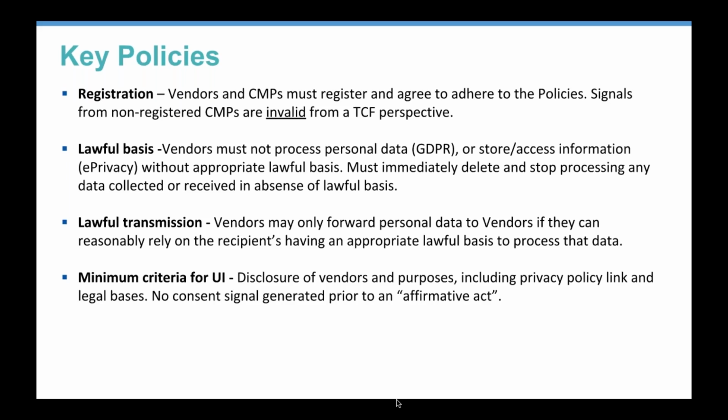And then the last one to point out is minimum criteria for a UI. And this is what Matthias was highlighting. Disclosure of vendors and purposes, including privacy policy links and legal bases, are covered under the policies. Now there's a fine line here where we do want to provide flexibility and controls to publishers and to advertisers in certain circumstances who own that relationship with their user and are communicating with that user. But there are minimum criteria in the policies that anyone who is providing disclosures to a user and obtaining consent or providing an opt-out link through a UX needs to meet and adhere to if they are abiding by the framework.